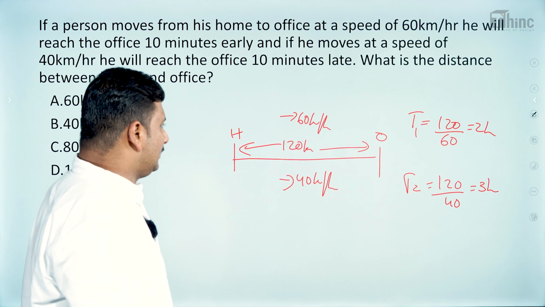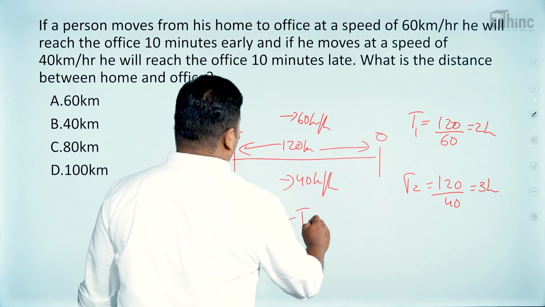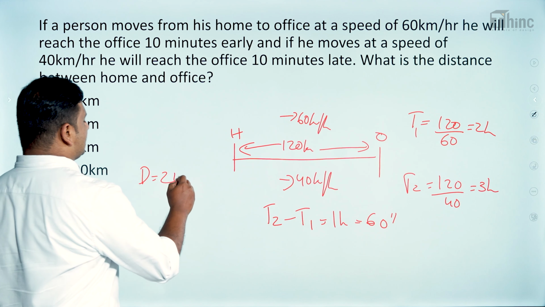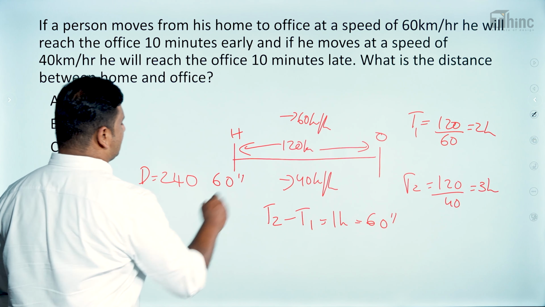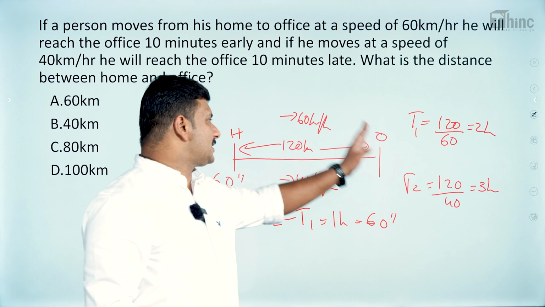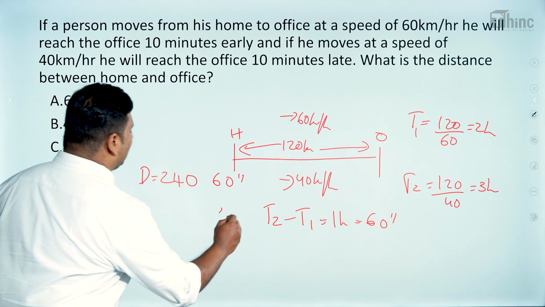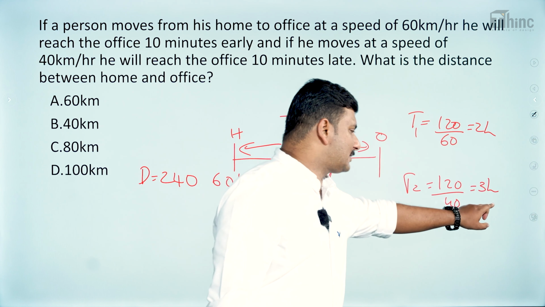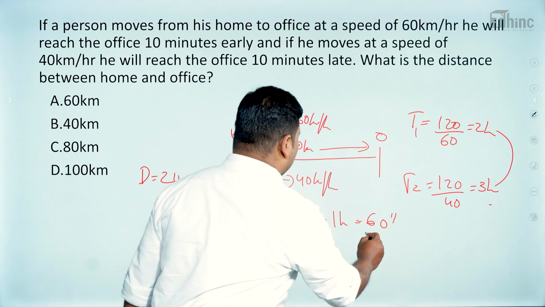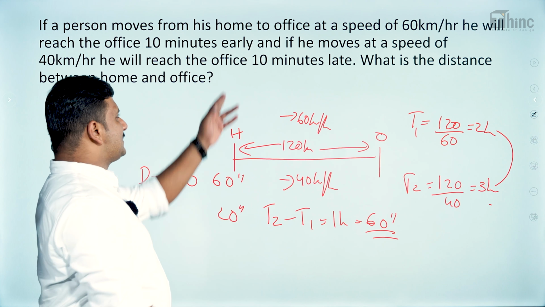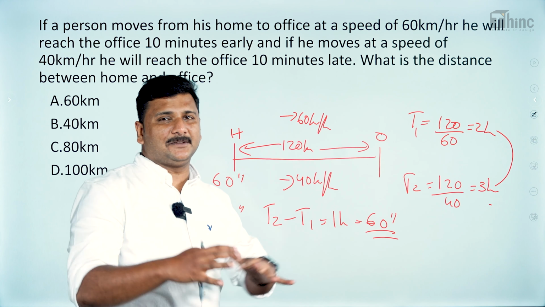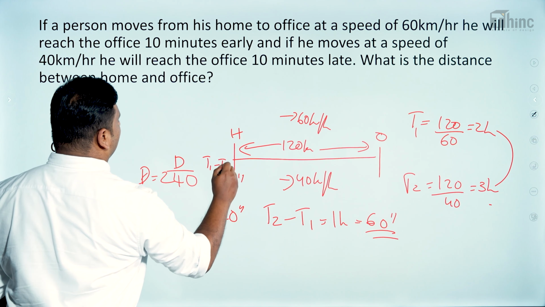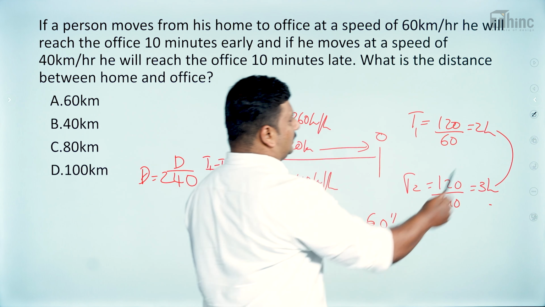So what is the difference in the time taken? What is T2 minus T1? It's 1 hour now, or 60 minutes, right? So if the distance is 120 kilometers, the difference in the time taken will be 60 minutes. Now there is a particular distance at which this person moving at 60 and 40 creates a difference of 20 minutes in the time. If 120 is the distance, moving at a speed of 60 and 40, the time taken is 2 hours and 3 hours, and the difference between them is exactly 1 hour or 60 minutes. But there is a particular distance which creates a difference of 20 minutes.